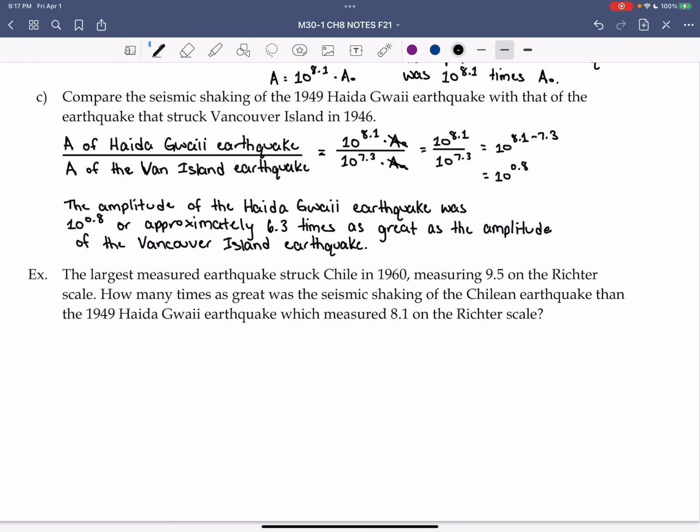Example, the largest measured earthquake struck Chile in 1960, measuring 9.5 on the Richter scale. How many times as great was the seismic shaking of the Chilean earthquake than the 1949 Haida earthquake, which measured 8.1 on the Richter scale? So we want to do the same thing as the last question. This time we're comparing the Chilean earthquake to the Haida earthquake.